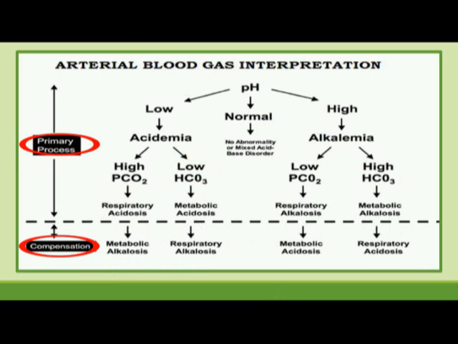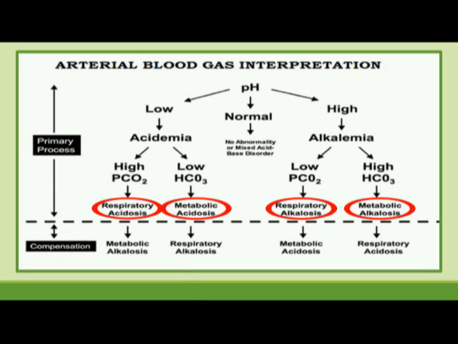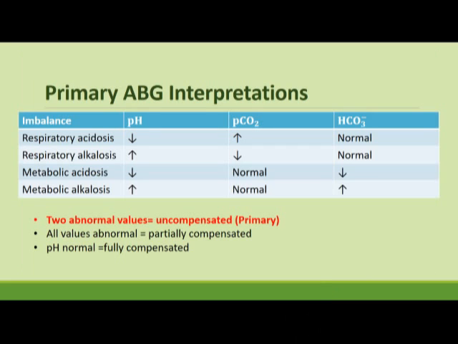In acid and base disorders, there are two main parts: primary process and compensation. We're going to focus only on the primary process, which is non-compensation, today. There are four types of primary process: respiratory acidosis, metabolic acidosis, respiratory alkalosis, and metabolic alkalosis. Here is the primary ABG interpretation chart.